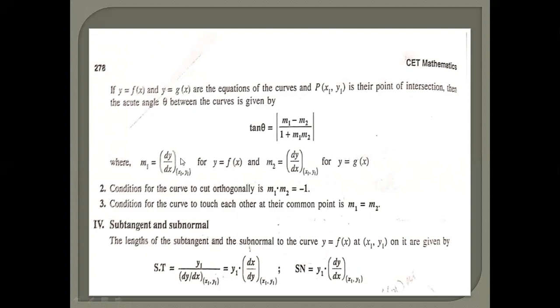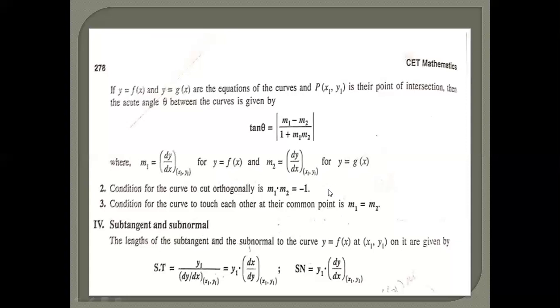m1 is the slope of the first tangent at (x1, y1), denoted by dy/dx at (x1, y1) for y = f(x), and m2 is nothing but dy/dx at (x1, y1) for y = g(x). This is the slope of the tangent for y = f(x), and this m2 is the slope of the tangent for the curve y = g(x).